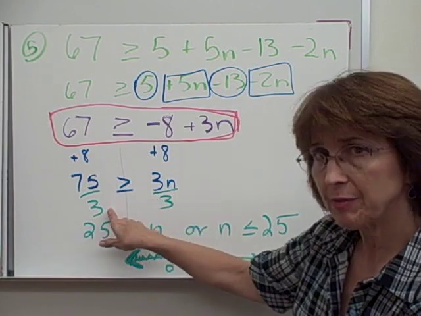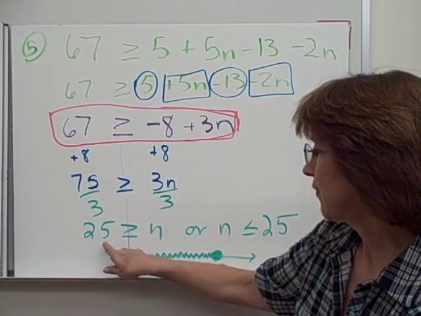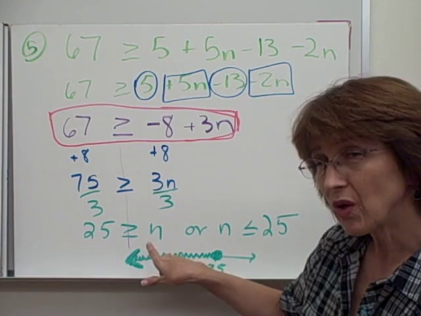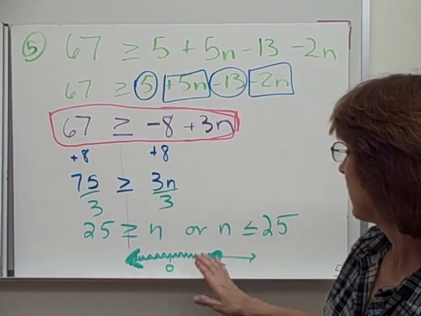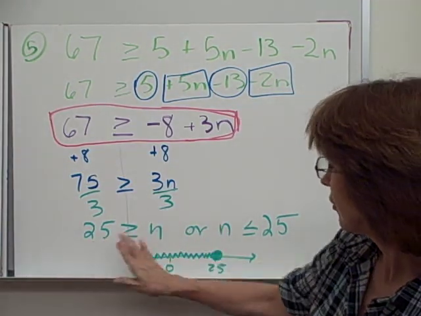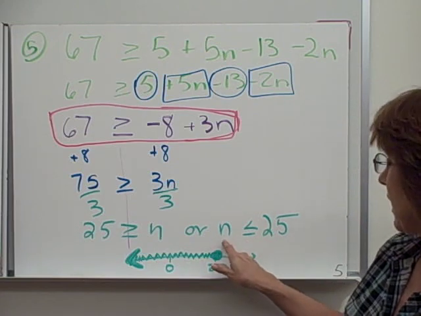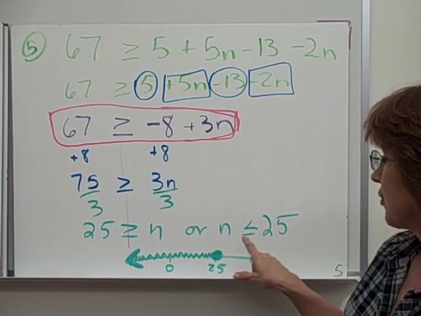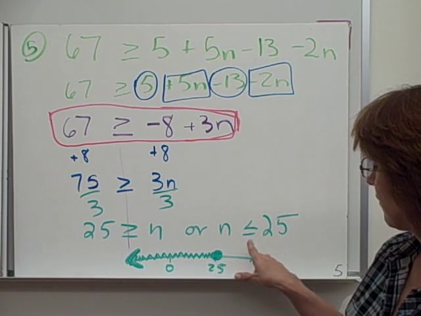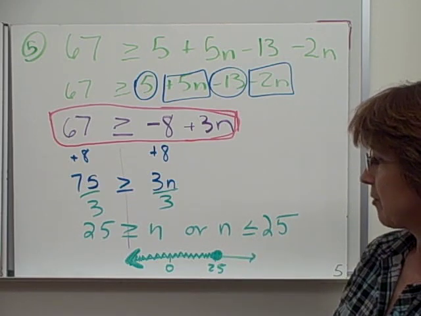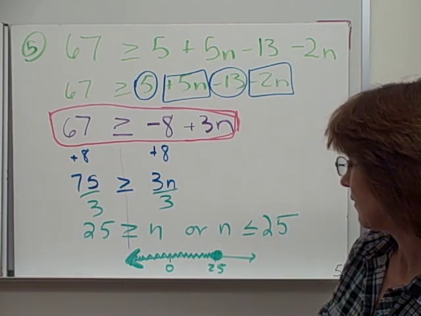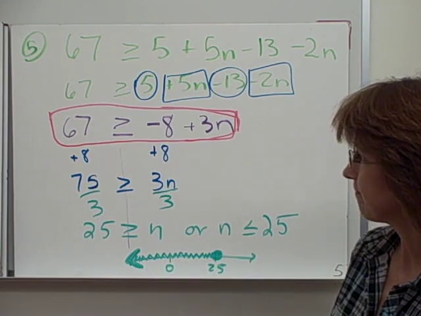Then we divide both sides by 3, and we have 25 is greater than n. The way I like to make sure I'm going to graph it correctly, when you switch it, you have to switch the inequality, and you get n is less than or equal to 25, which is a solid dot on 25 because it equals 25, and that'll be less than 25, so you shade to the left. Okay?